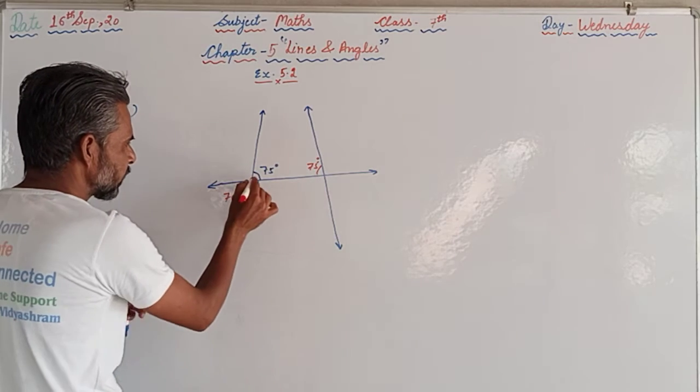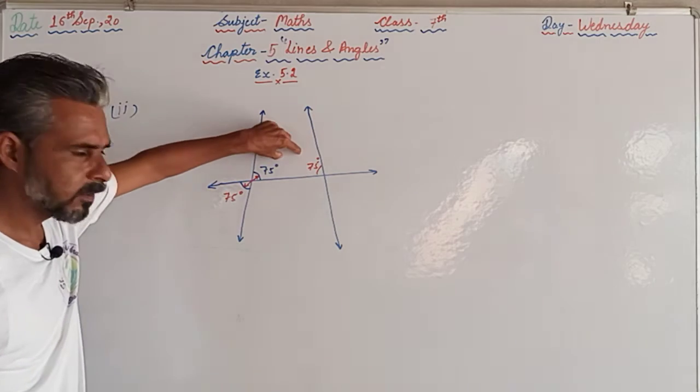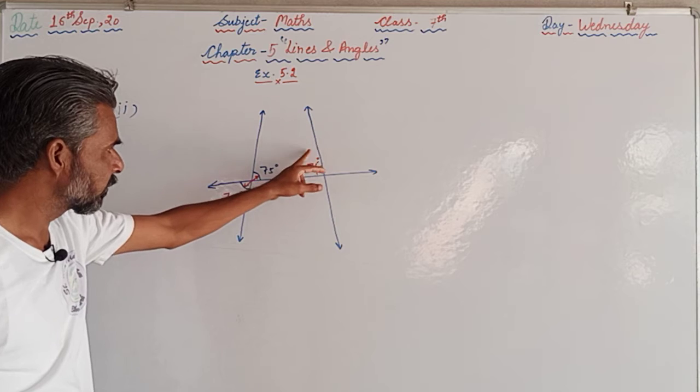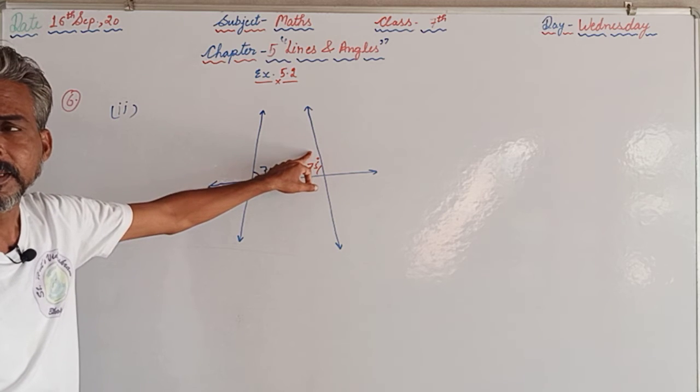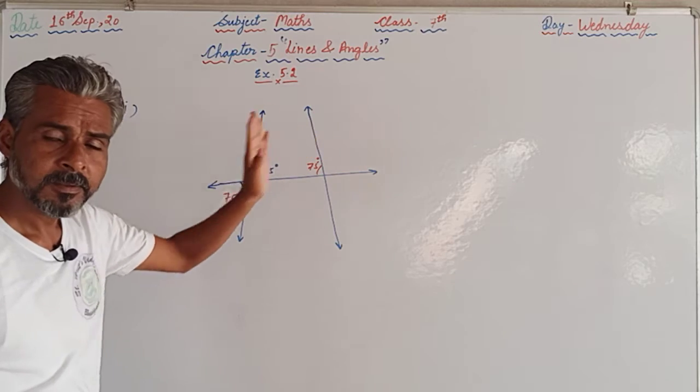Why? Because these are vertically opposite angles. Now, these are the interior angles on the same side of the transversal. 75 plus 75, that is 150 degrees, that is not equal to 180 degrees. Hence, the lines are not parallel.